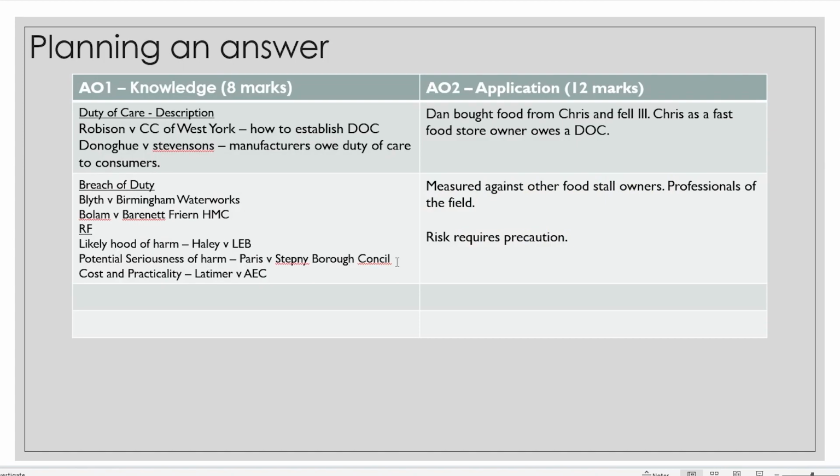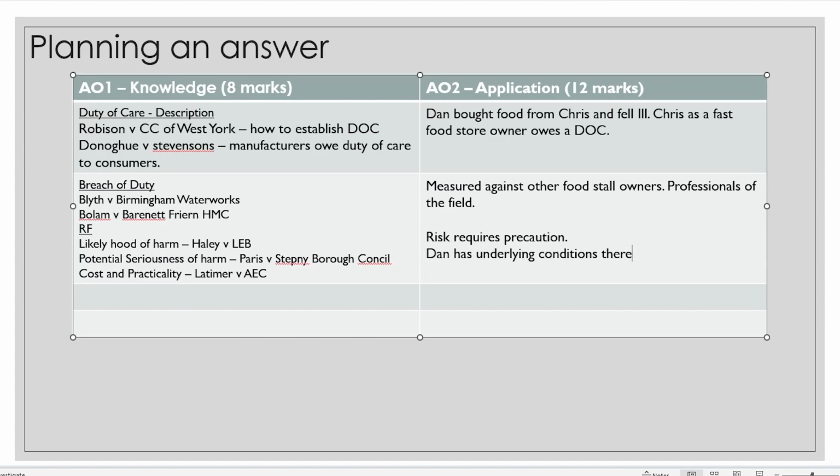Paris v. Stepney Council. Dan has underlying conditions. There is a potential that Chris may feed someone who has these underlying conditions, and Dan is one of these people who has these underlying conditions. I'd probably structure it the other way around. Say Chris may feed someone who has underlying conditions.